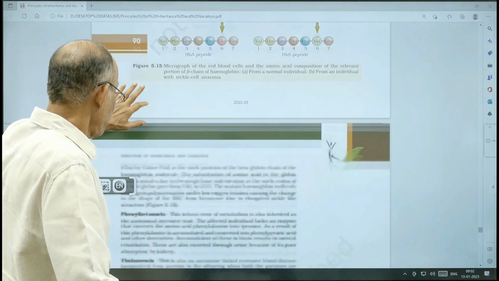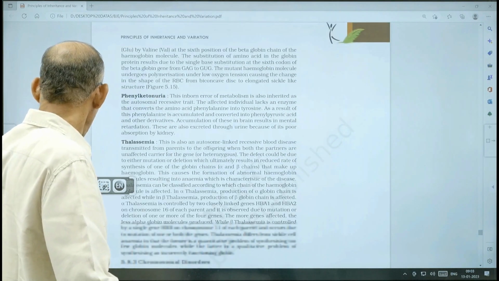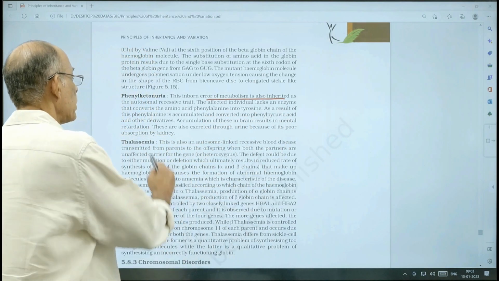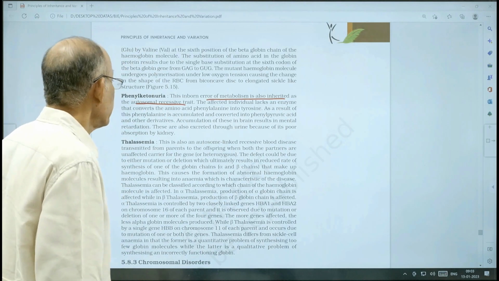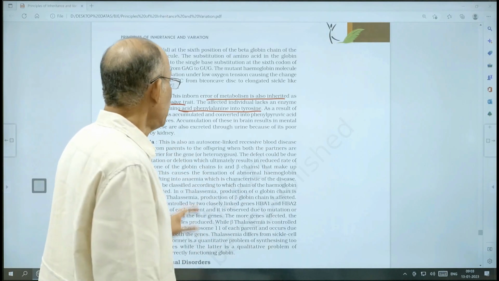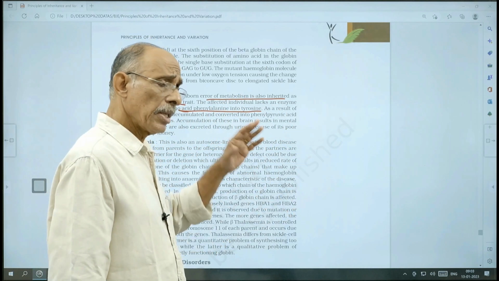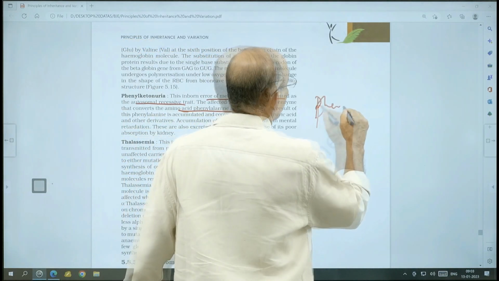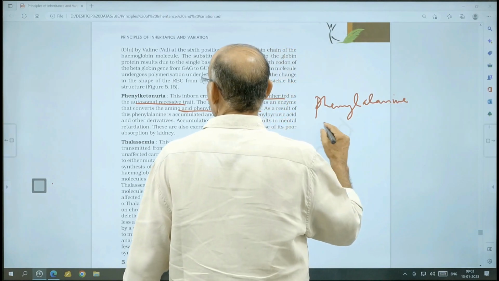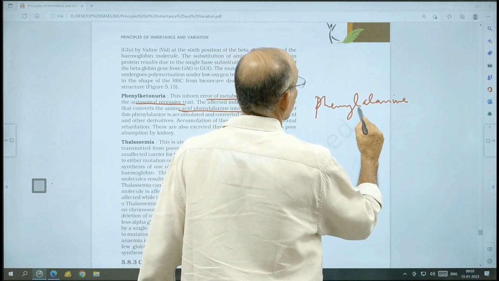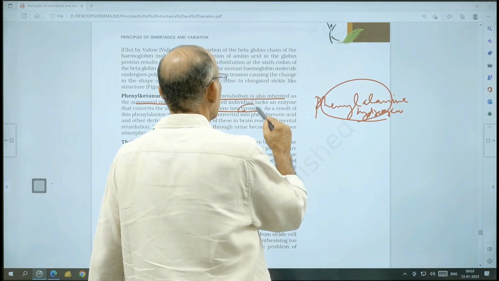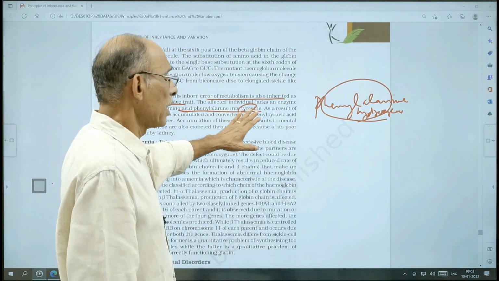Next is phenylketonuria. It is an inborn error of metabolism, and this is an autosomal recessive condition. The individual cannot convert phenylalanine into tyrosine because the enzyme phenylalanine hydroxylase is lacking, so they cannot oxidize and convert phenylalanine into tyrosine.